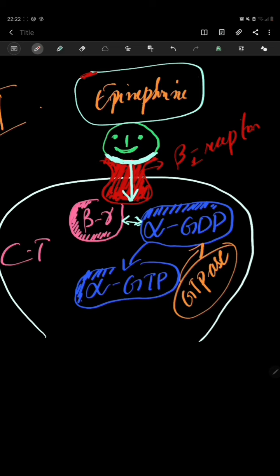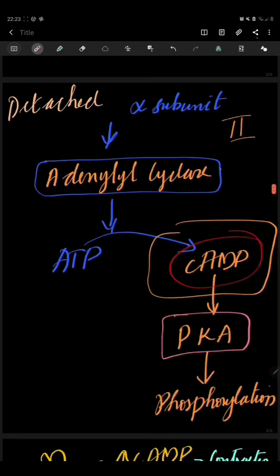So what happens is that when epinephrine is acting or stimulating the G coupled receptor, this gives an intracellular signal. Because of this signal, this alpha GDP now gets activated and gets converted to alpha GTP. So I repeat, when the hormone receptor complex is made, GDP is displaced with GTP. This detached alpha subunit now activates the adenylyl cyclase.